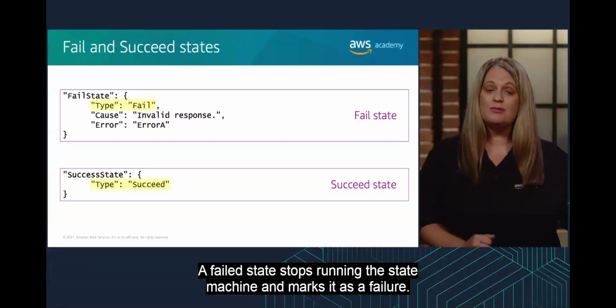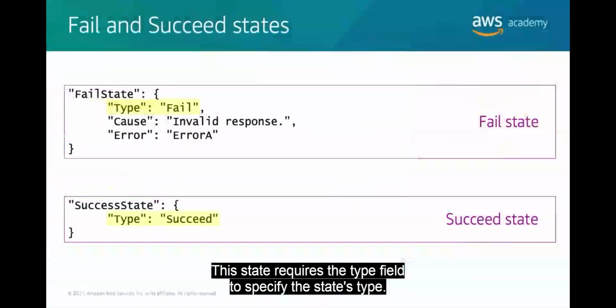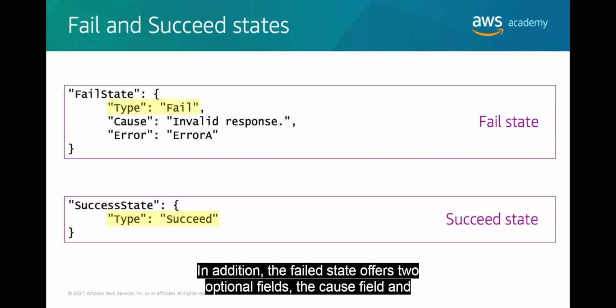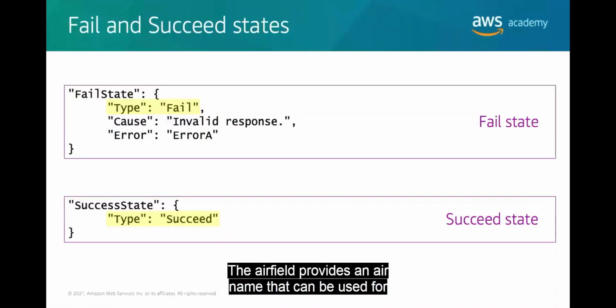A fail state stops running the state machine and marks it as a failure. This state requires the type field to specify the state's type. In addition, the fail state offers two optional fields, the cause field and the error field. The cause field provides a custom failure string that can be used for operational or diagnostic purposes. The error field provides an error name that can be used for error handling, operational, or diagnostic purposes. Because fail states always exit the state machine, they don't have a next field and don't require an end field.